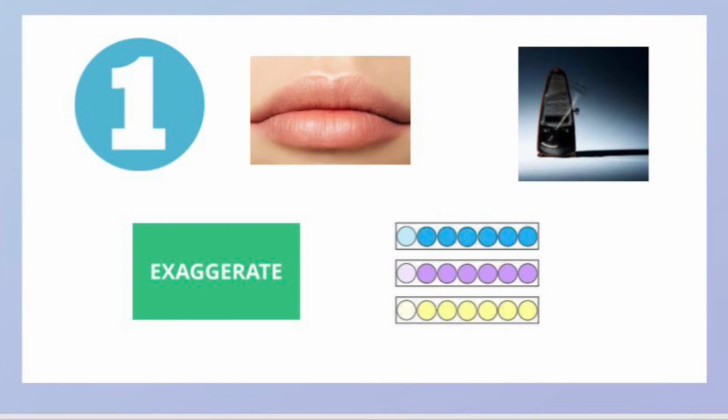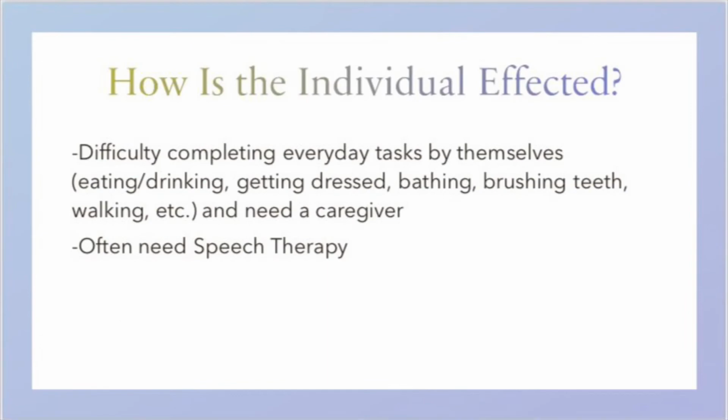An individual with dysarthria has difficulty completing everyday tasks by themselves. This can include eating and drinking, getting dressed, bathing, brushing teeth, walking, and other things. They now need a caregiver, and this can become a full-time job for the caregiver depending on the severity of the dysarthria. This is a big change for both people involved because at one time they most likely were able to do things by themselves. The individual will also most likely need speech therapy.